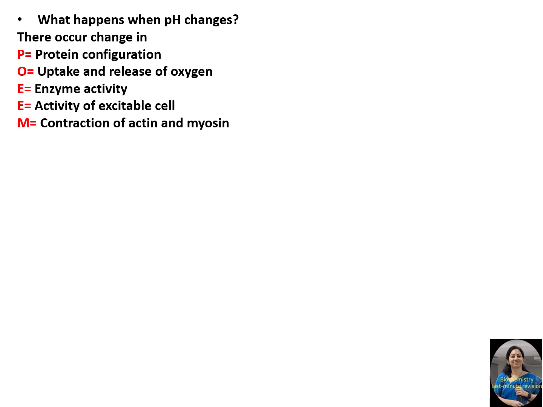Now what happens when the pH changes? There occurs a change in protein configuration, uptake and release of oxygen, and enzyme activity is altered. This also alters the excitation of the cell and contraction of actin and myosin. So the easy mnemonic to remember the pH changes is POEM.